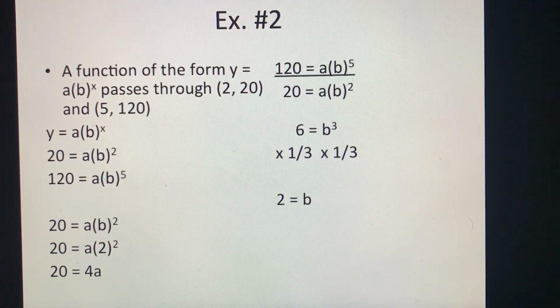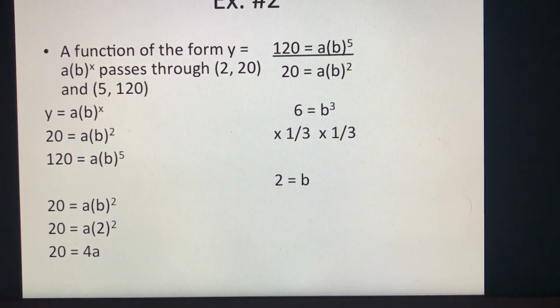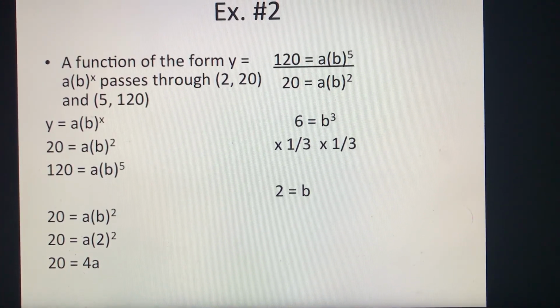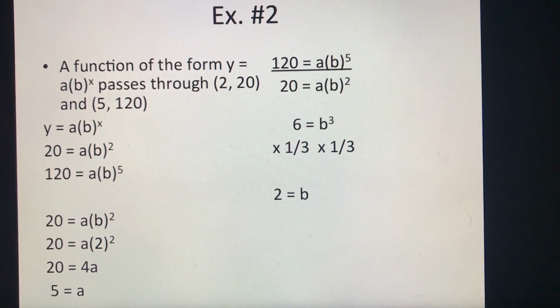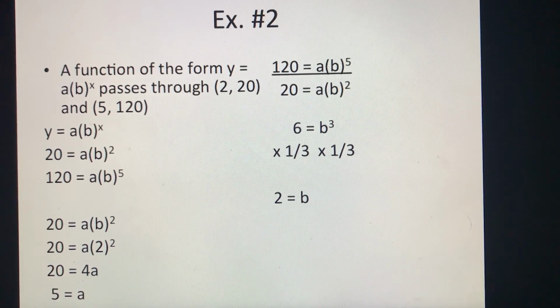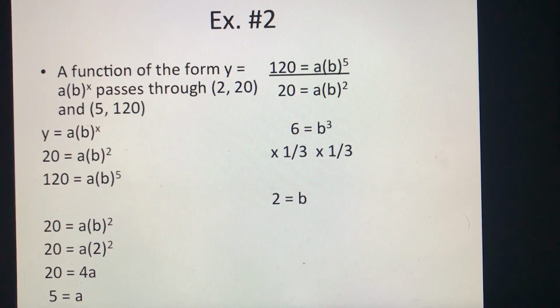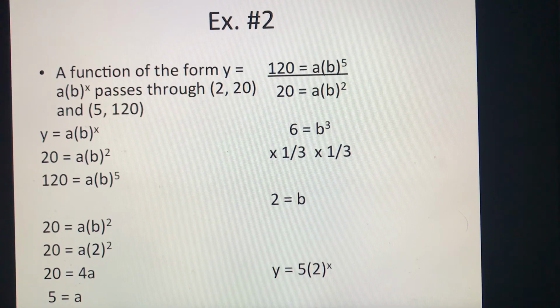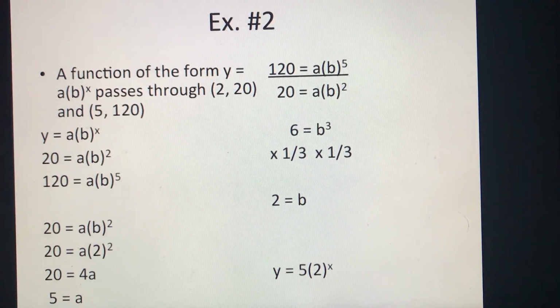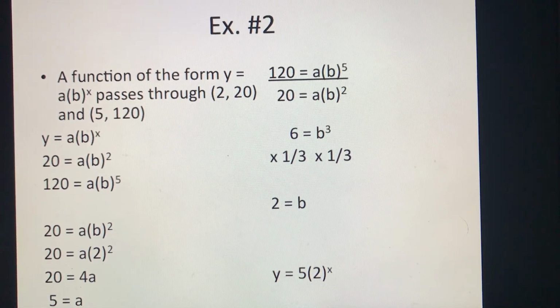4a. Divide both sides by 4 to get your value of a, which is 5. Just like example 1, you're going to plug these back into your equation to now have our final answer, which is y equals 5 times 2 to the exponent x.